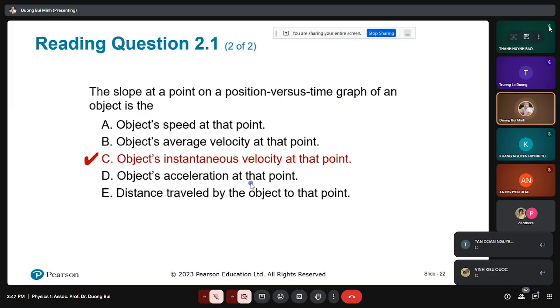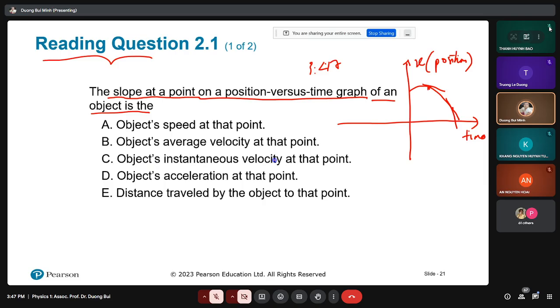Okay, so finish. The answer is C, instantaneous velocity, because we consider the point of time. If we consider a point in time, we take this slope. So of course this must be instantaneous velocity. Next class I will tell you why.